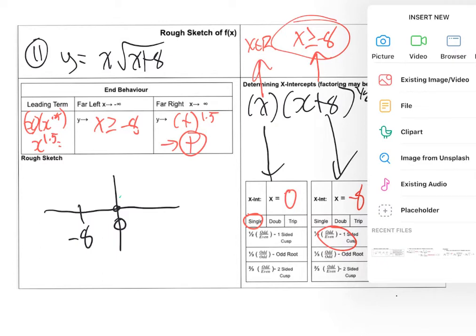Oh, I seem to have misplaced my pen. Just 1 second here, folks.